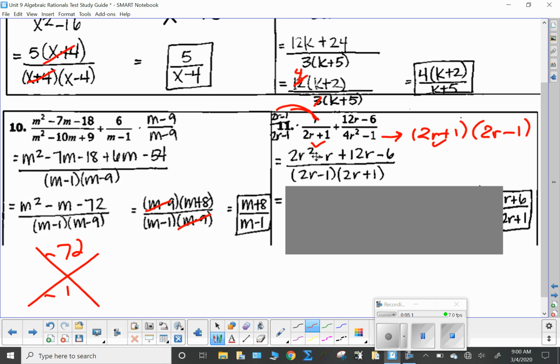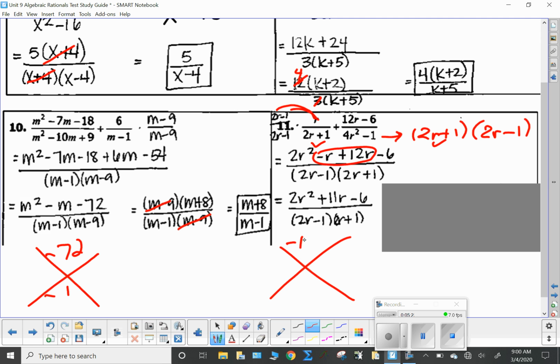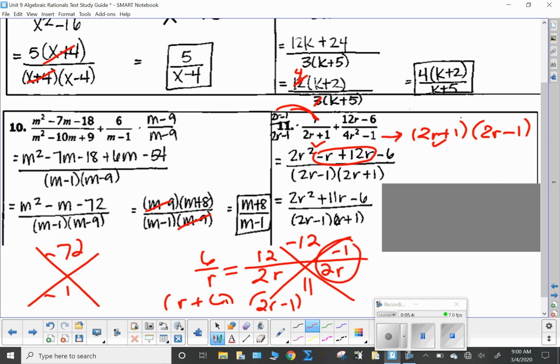Now I'm going to combine my like terms, which in this case will be these two. And I have 2r squared plus 11r minus 6. There's no common factor. So now I have to find factors of negative 12 that will add to 11. And then I have to figure out how to handle the 2r. So this is going to be 12 and negative 1. This is fine. Over here, this reduces to 6 over r. So I'm going to have r plus 6, and then the 2r minus 1 will be my other factor.